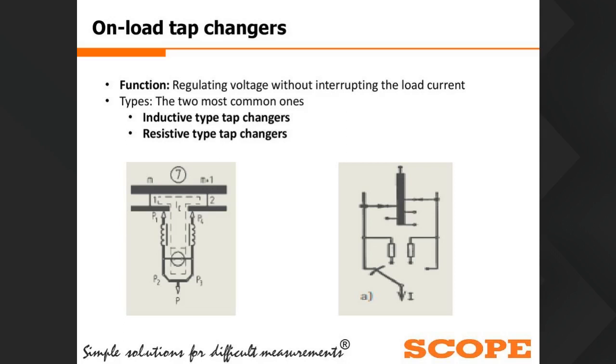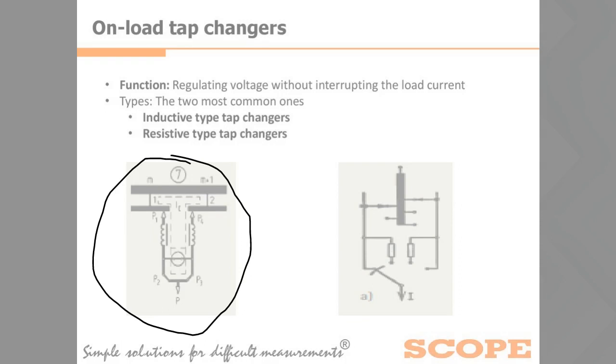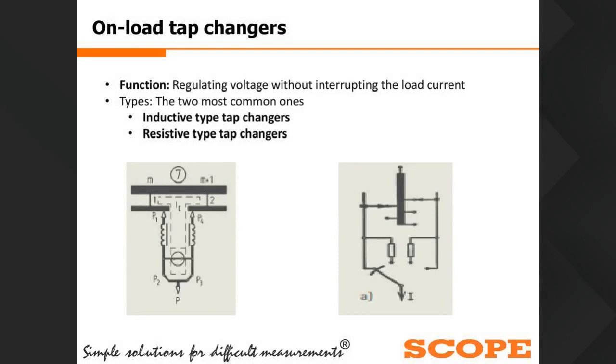Basically, there are two types of OLTCs, inductive type OLTCs and resistive type OLTCs, that is resistive type tap changers and inductive type tap changers. This is an inductive type tap changer, and this is a resistive type tap changer. The difference is that for limiting the current the medium used is an inductor, and similarly for limiting the current in a resistive type OLTC, the medium used is a resistor.